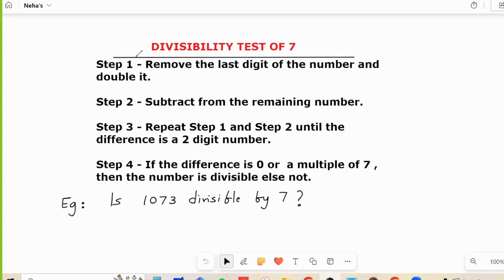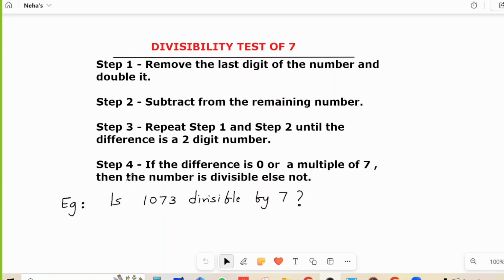So step 1 is remove the last digit of the number and double it. Step 2, subtract it from the remaining number. Then the process is repeated, like steps 1 and 2 are repeated until the difference we get in step 2 is a 2-digit number. After that, if the difference is 0 or a multiple of 7, then the number is divisible, else not. Let us understand this with the help of a few examples.